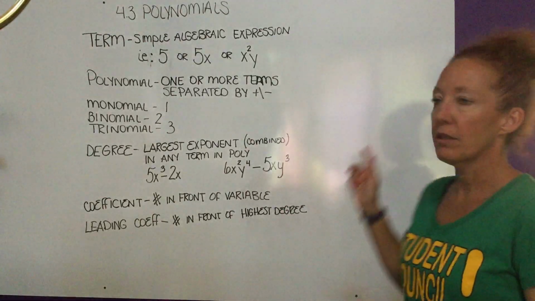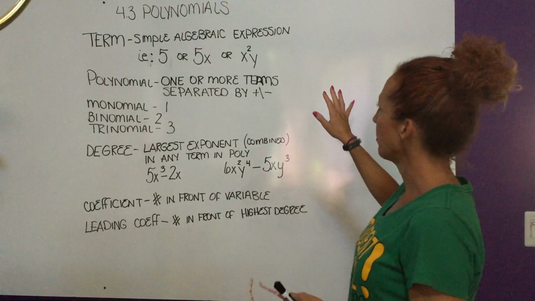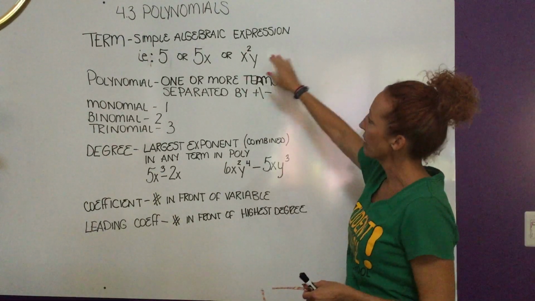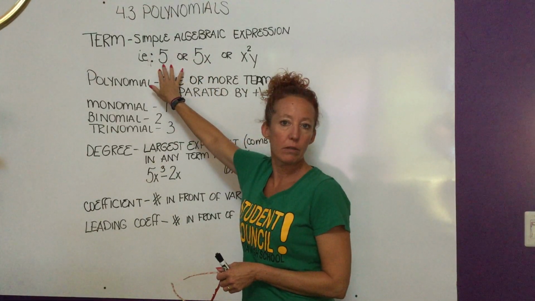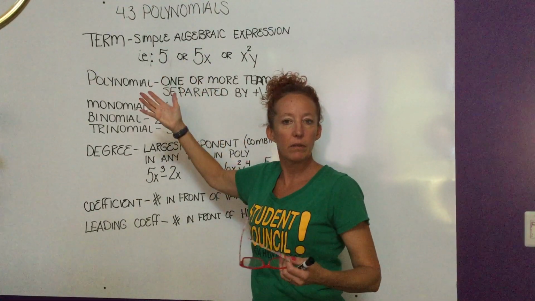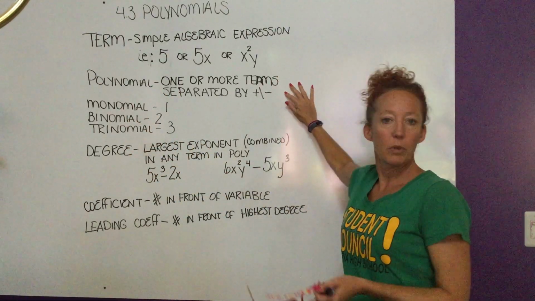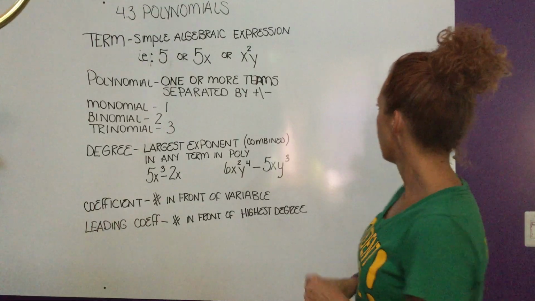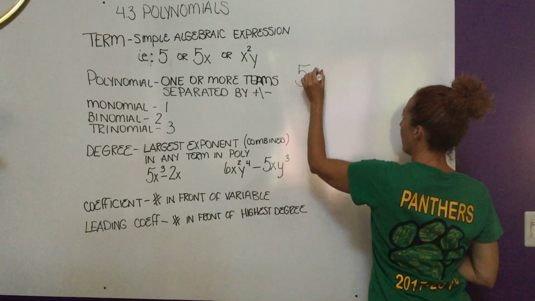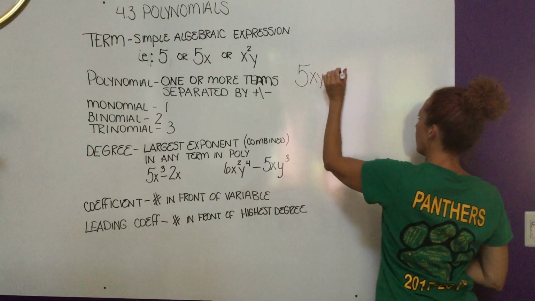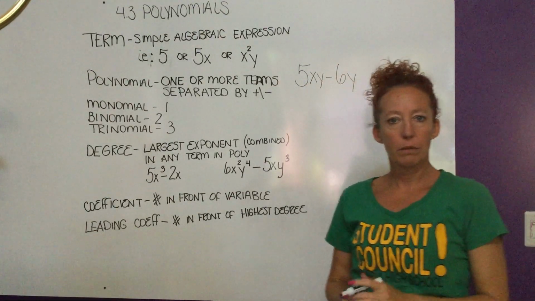So a term in a polynomial is just a simple algebraic expression. Sometimes it can have a variable and other times it might not, and either one of those is an example of a term. A polynomial is one or more terms. We see these things all the time in math. That would have 2 terms.